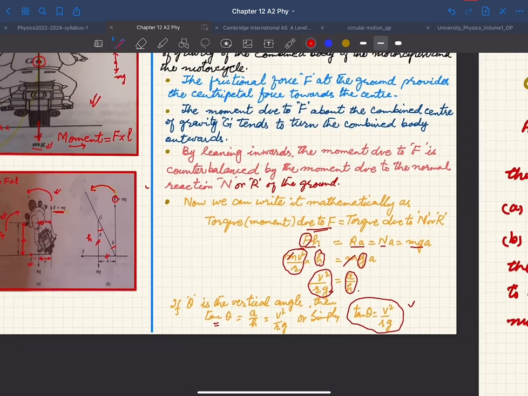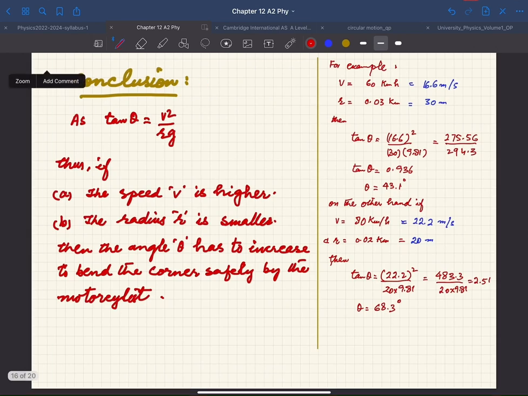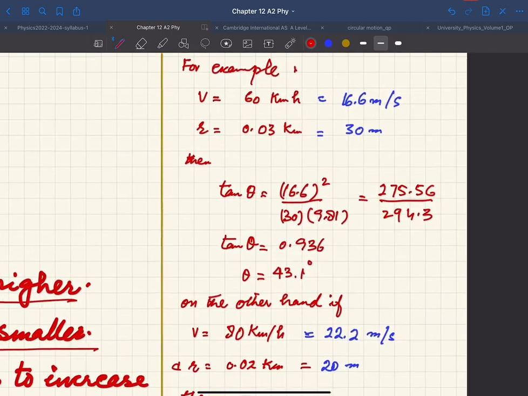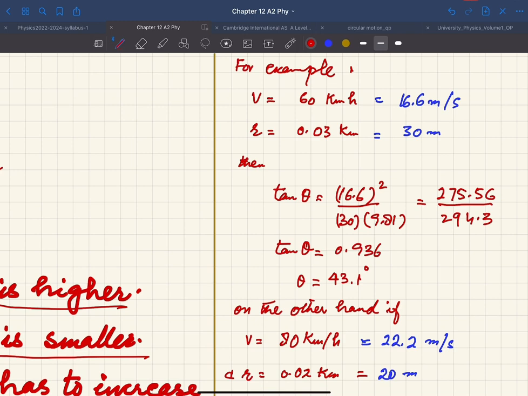We can conclude something, like suppose here we have the conclusion, tangent theta is equal to V square over RG. What this equation is actually telling us is very important. If the speed V is higher and radius R is smaller, then the angle has to increase for the motorcyclist to bend the corner safely. Now, what does this mean? This is very important. Here I am giving you one simple mathematical explanation. You can see that I have taken an example.